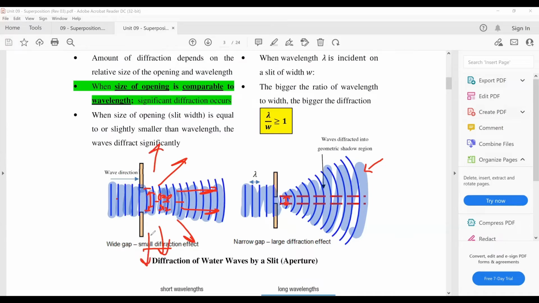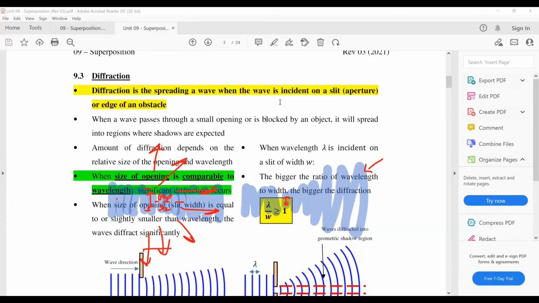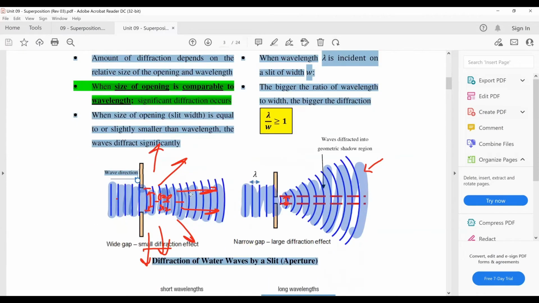Because the definition of diffraction is the spreading of a wave when the wave is incident on a slit. You notice that when the wave passes through this gap, the wave didn't spread much. But on the other hand, when you have a smaller gap in the second diagram, you notice that the wave actually spreads out quite a bit. You can actually see the wave spreading. This is what we call significant diffraction. The earlier diagram is small diffraction. So the relative size of your gap to the wavelength affects the amount of diffraction that you get.